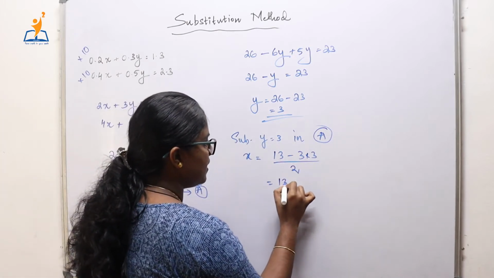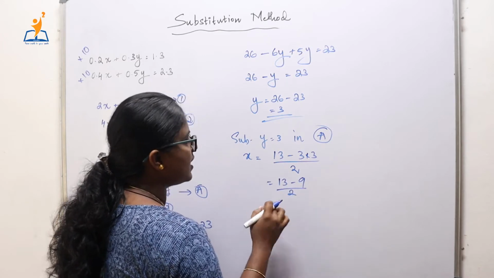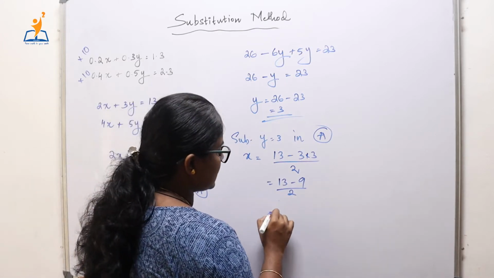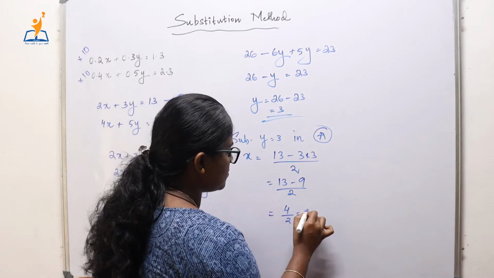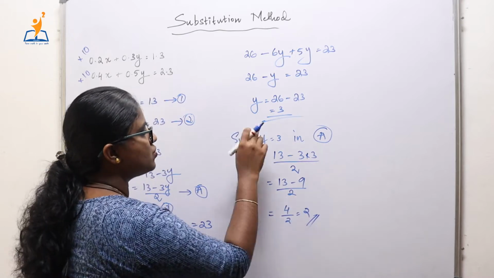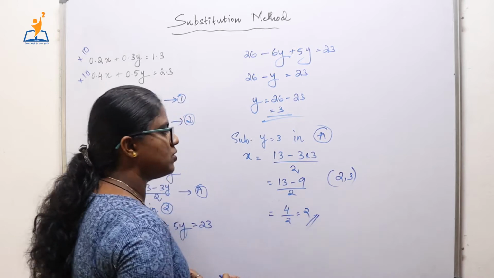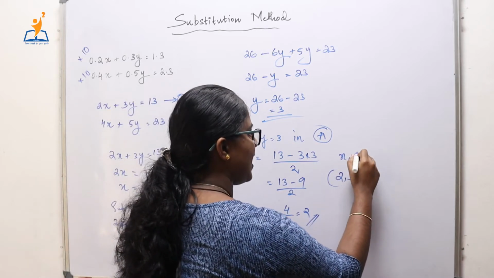Okay, 13 minus 3 into 3 is 9. Now divided by 2. Now 13 minus 9 is nothing but 4. That is 4 by 2 is again 2. So we got the solution. X is equal to 2 and y is equal to 3. That is (2, 3) is our solution. That is (2, 3) is our (x, y).